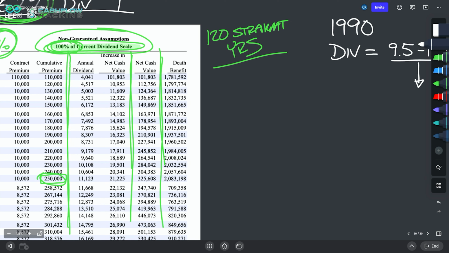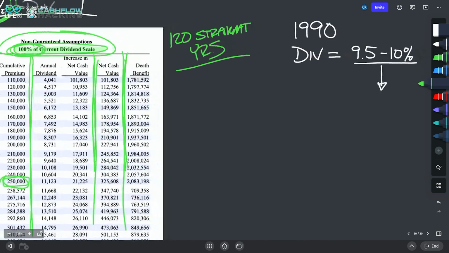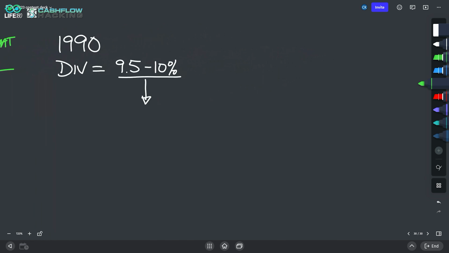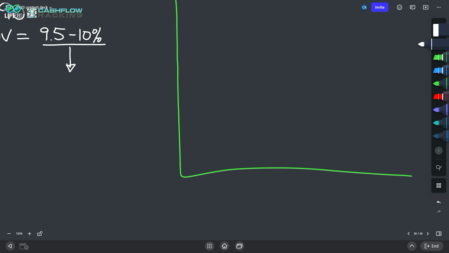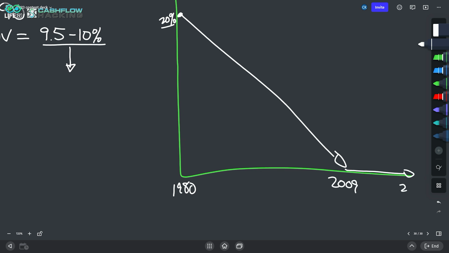Therefore, the policy on the current assumption side actually performed worse than was shown on the illustration. And this has happened ever since 1980. In 1980, dividend rates were up near 20%, or the federal funds rate, I should say, was up near 20%. And they went down all the way to 2009, and then from 2009 to 2022 they all stayed near 0%. This has put stress on it.